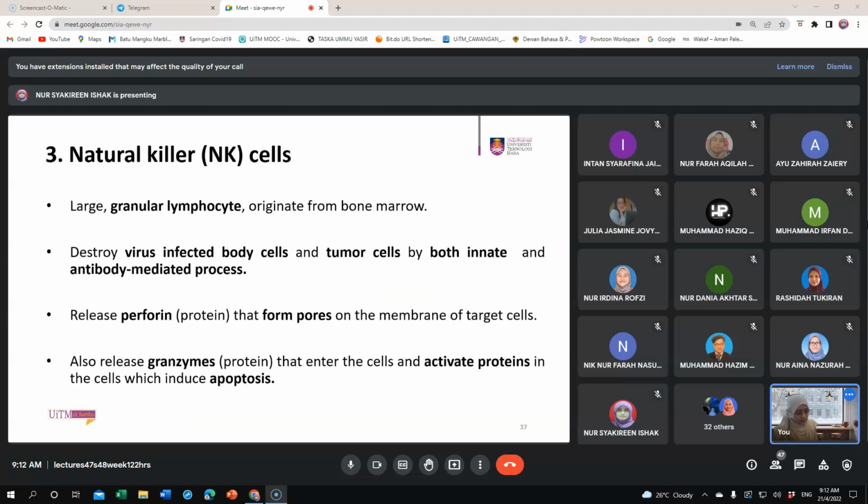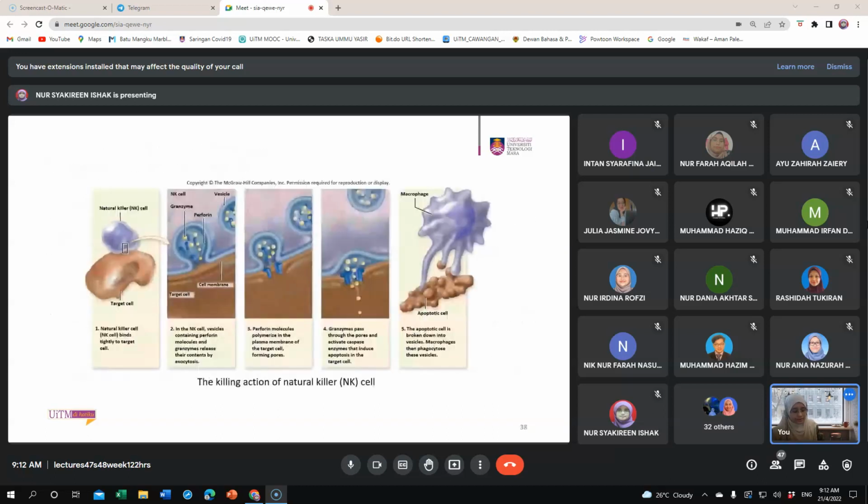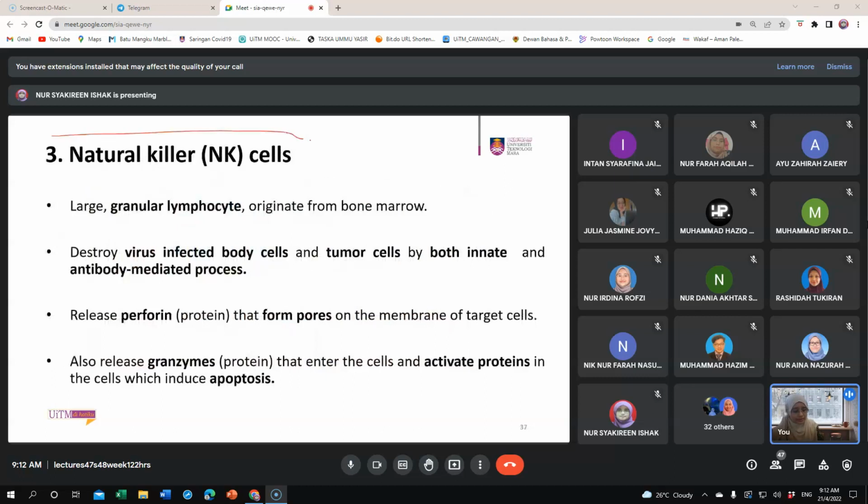So good, right? And then the third component of the second line of defense, or the internal defense, is the natural killer cell. Remember the internal defense, the second line of defense, what did we see earlier that it has?